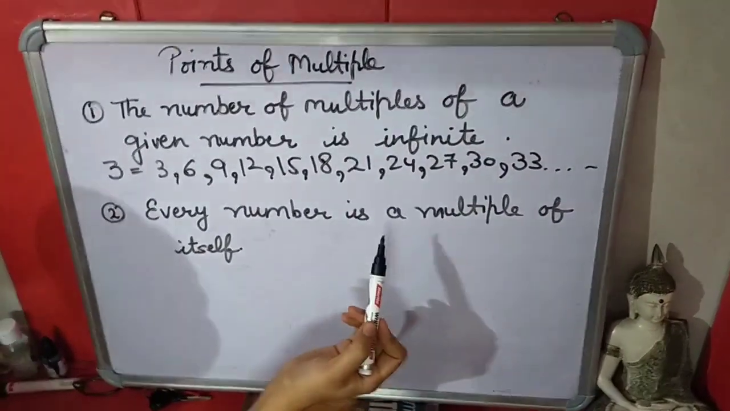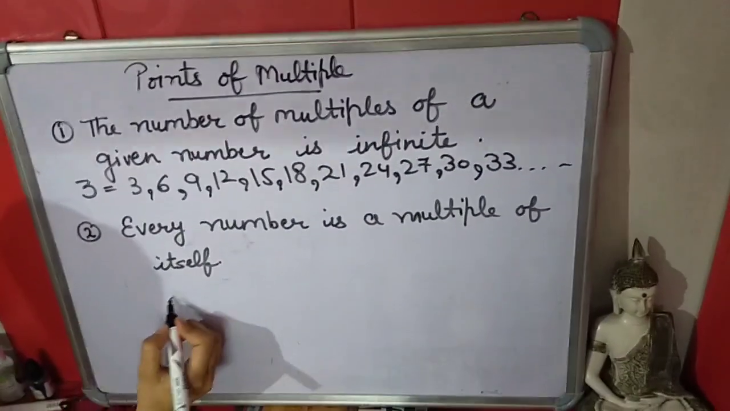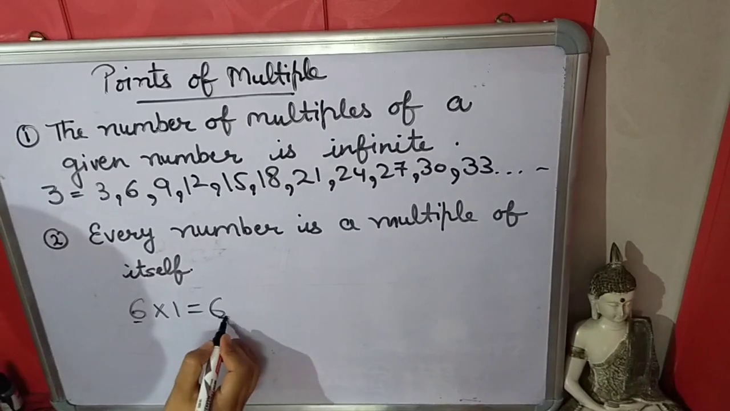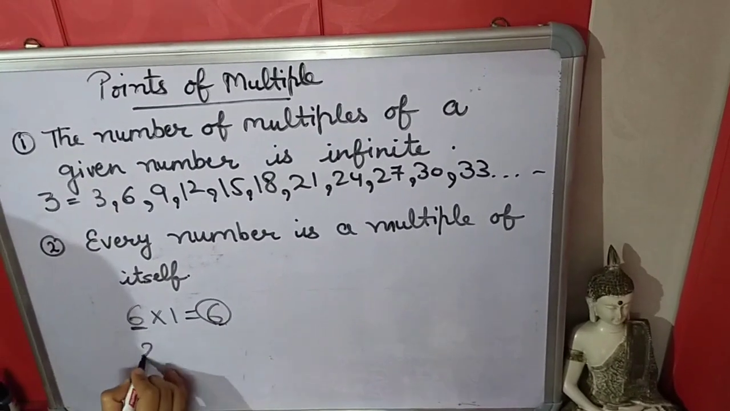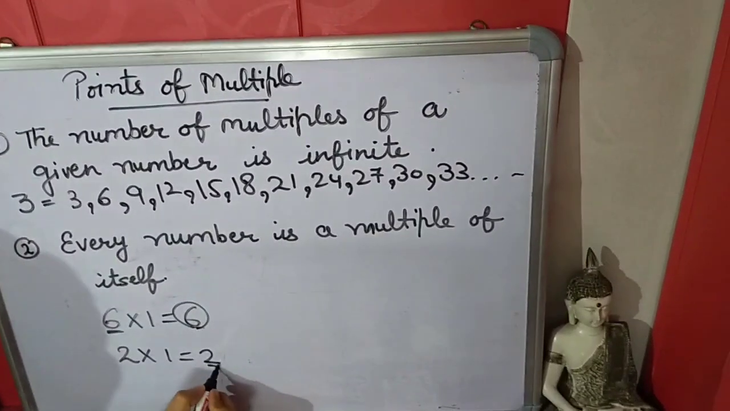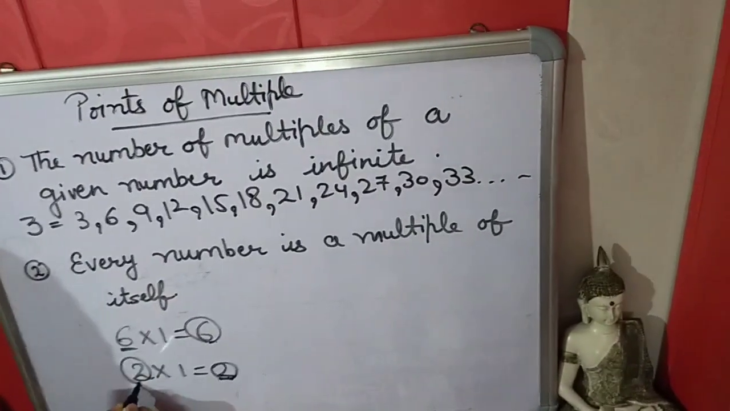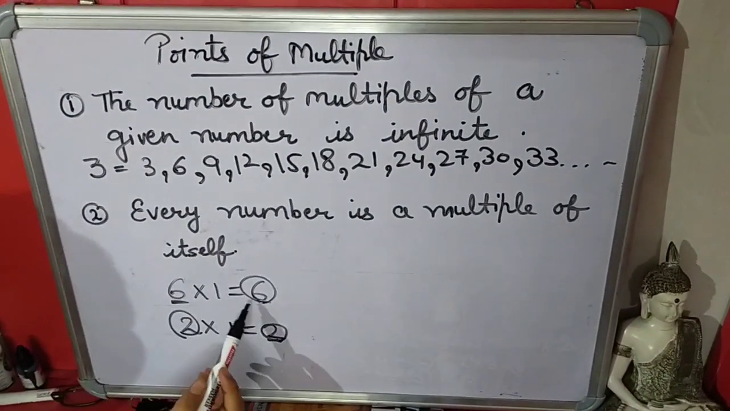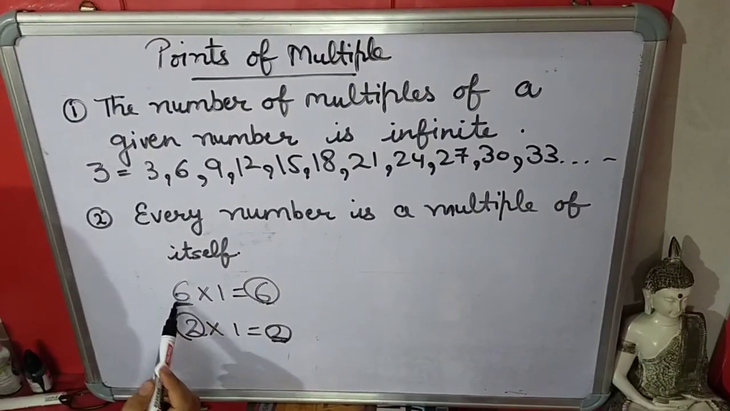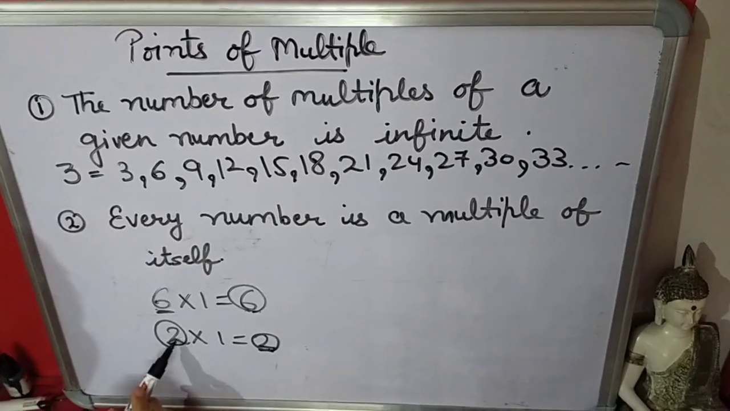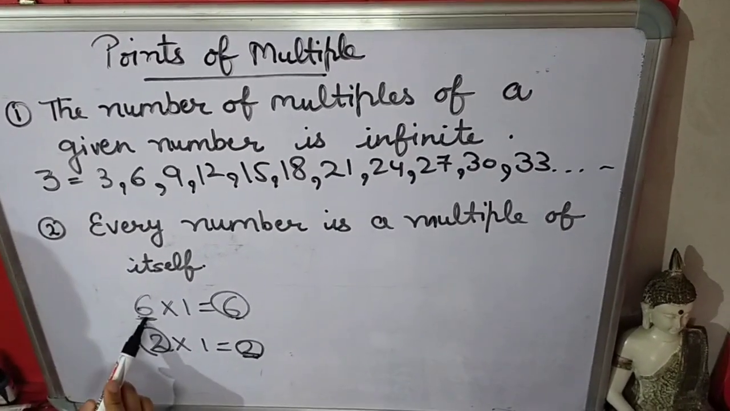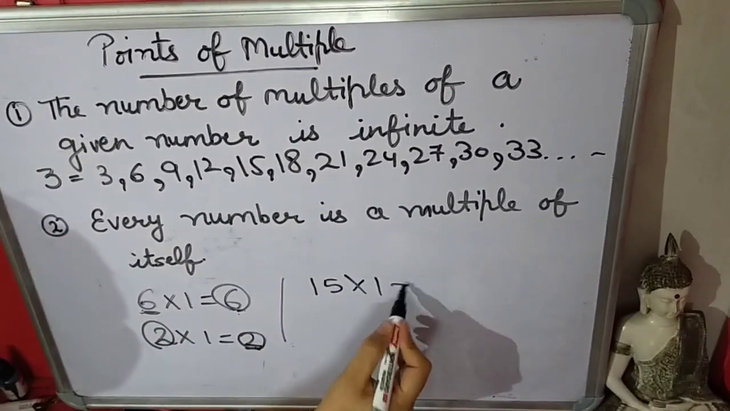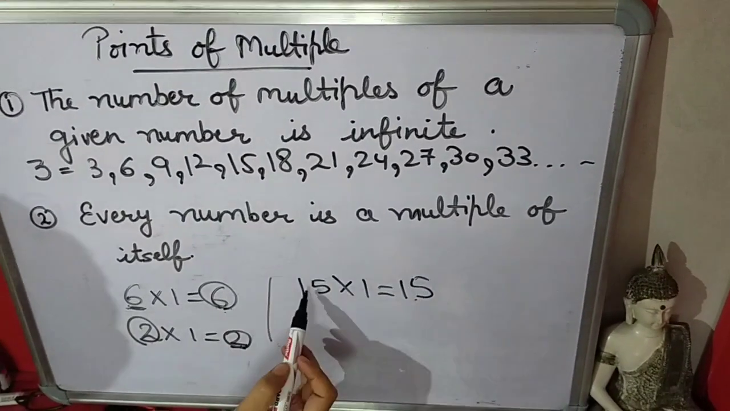Next, every number is a multiple of itself. It means 6 ones are 6. Every number is a multiple of itself. 2 ones are 2. So 2 is a multiple of 2 itself. 6 is a multiple of 6. It means 6 is the same number as this number. Similarly, 2 is a multiple of 2. So every number is a multiple of itself. Like 15 ones are 15. 15 is a multiple of 15.